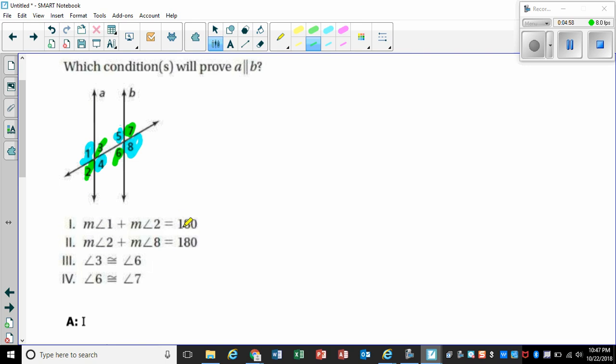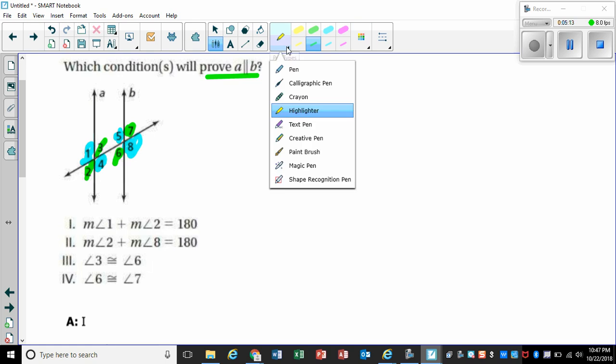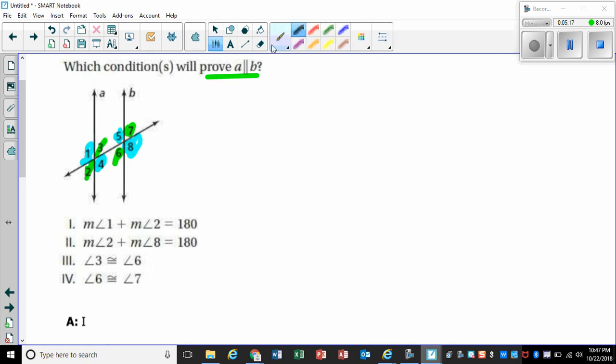It says 1 and 2 are supplementary. Yes, that is true. Would knowing that 1 and 2 are supplementary prove that the two lines are parallel? No, right? You guys should know this, because a linear pair doesn't prove two lines are parallel. So I'm just going to cross this out. This is not possible.